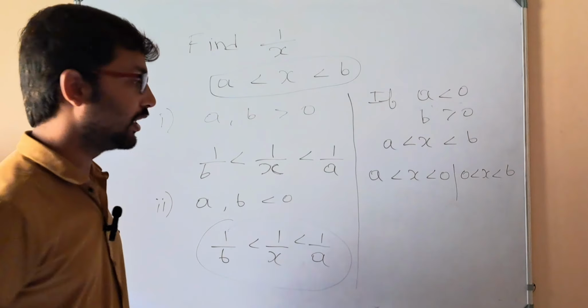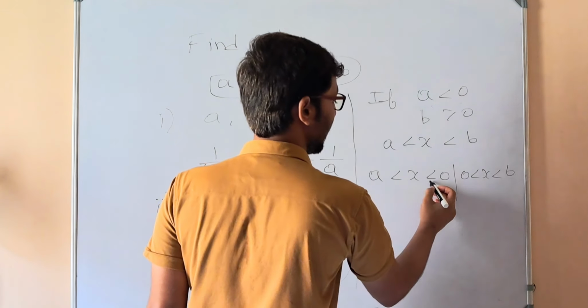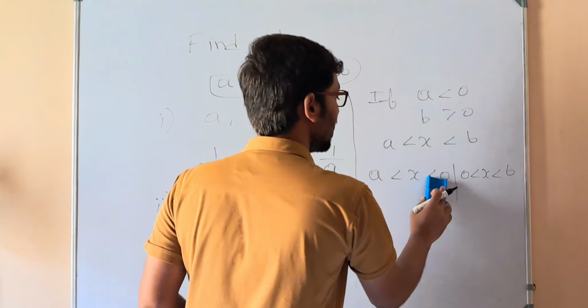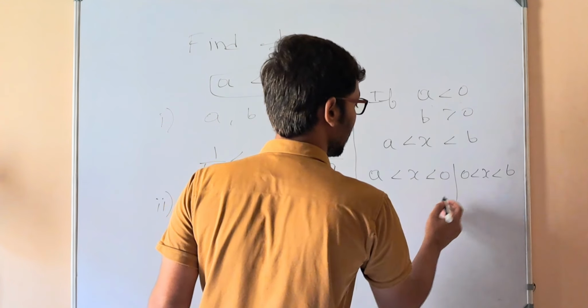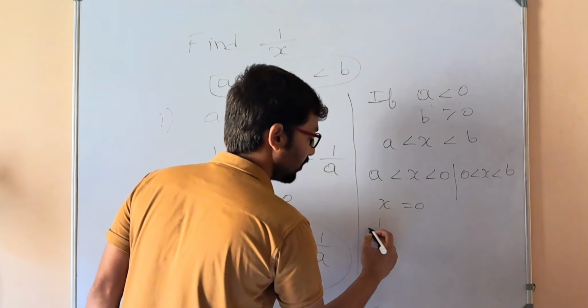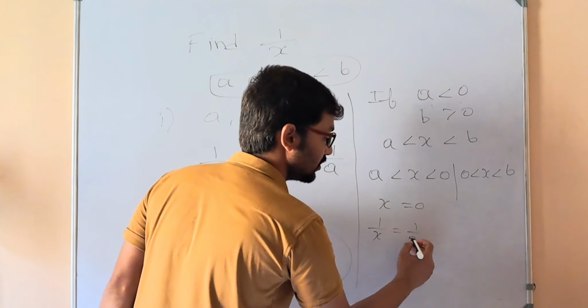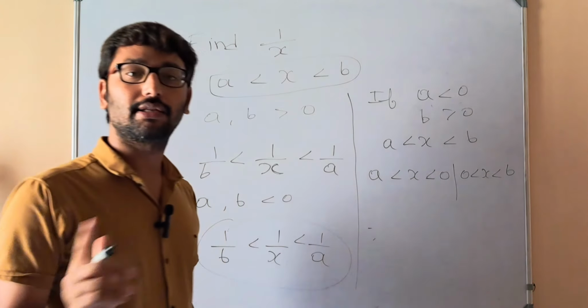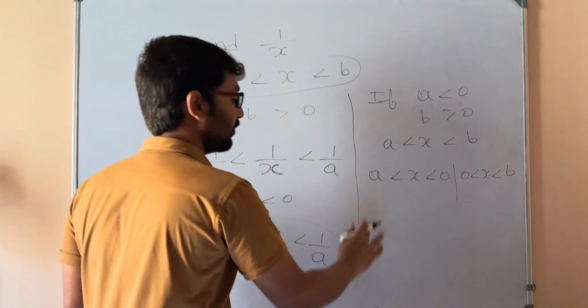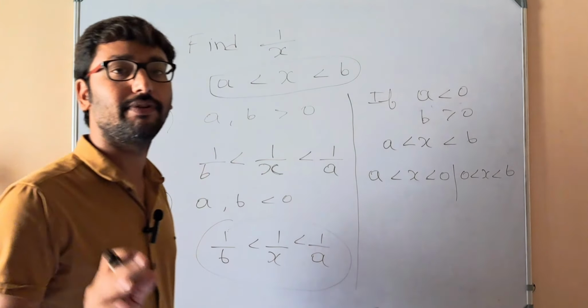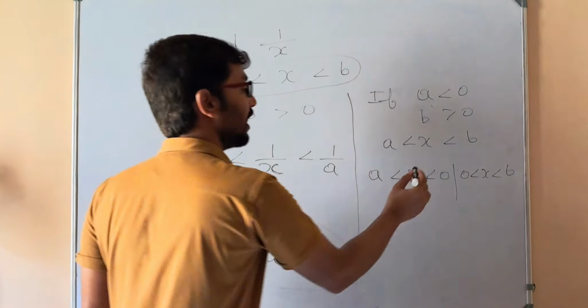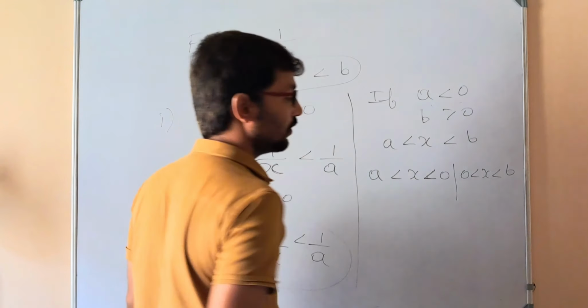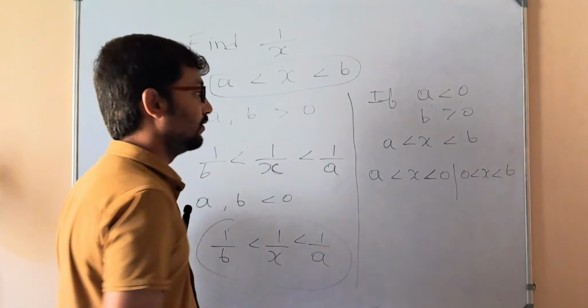Here x can't be equal to 0, because if x is equal to 0, then what about 1 by x? 1 by x will be 1 by 0, that is not defined. So when finding 1 by x, we should remember that x can't be equal to 0. That's why I am splitting at the point 0.